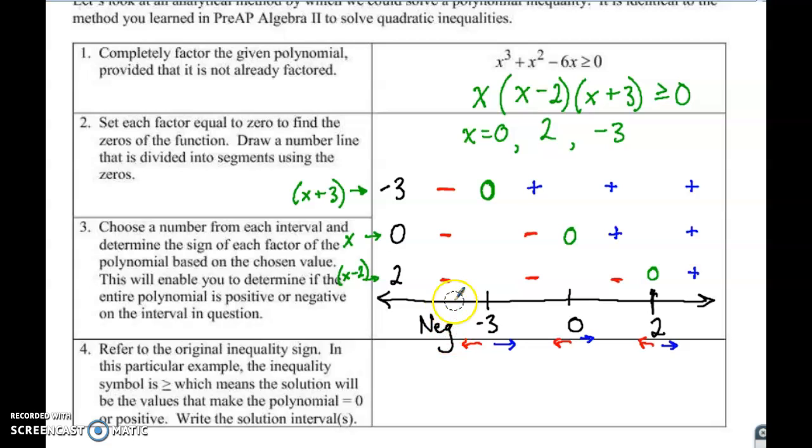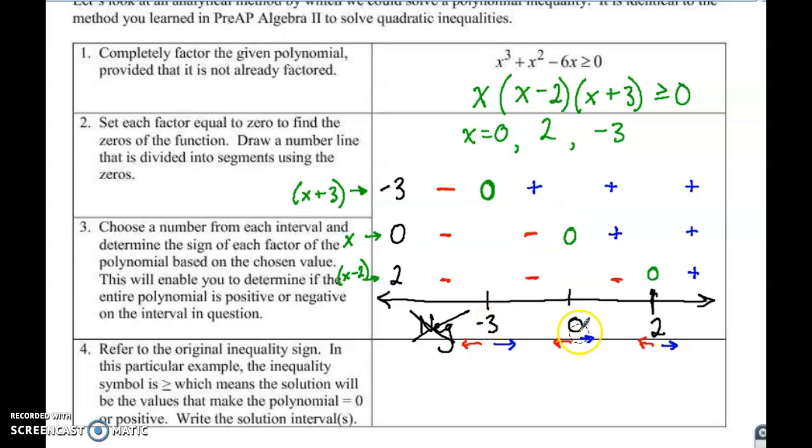And why are we doing it this way? Because we are finding all values for this expression up here. A negative times a negative times a negative. Well, is a negative greater than or equal to 0? No. So we actually don't want that interval. So let's move on to the next one.